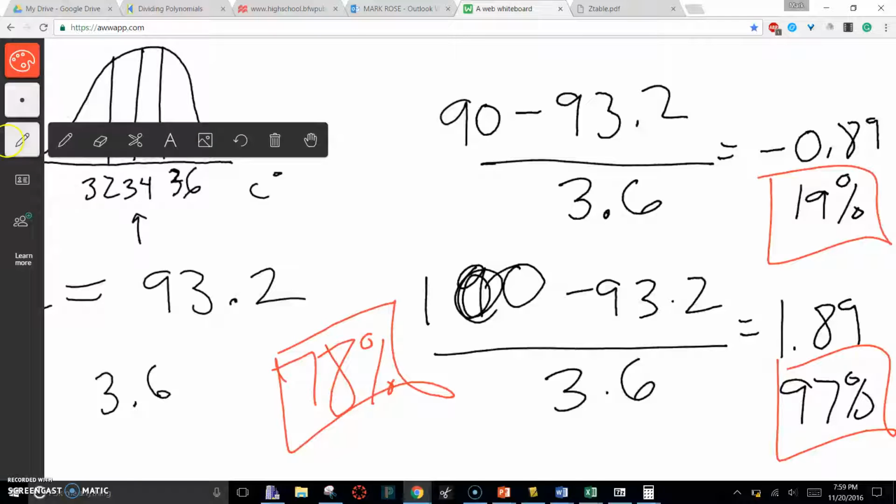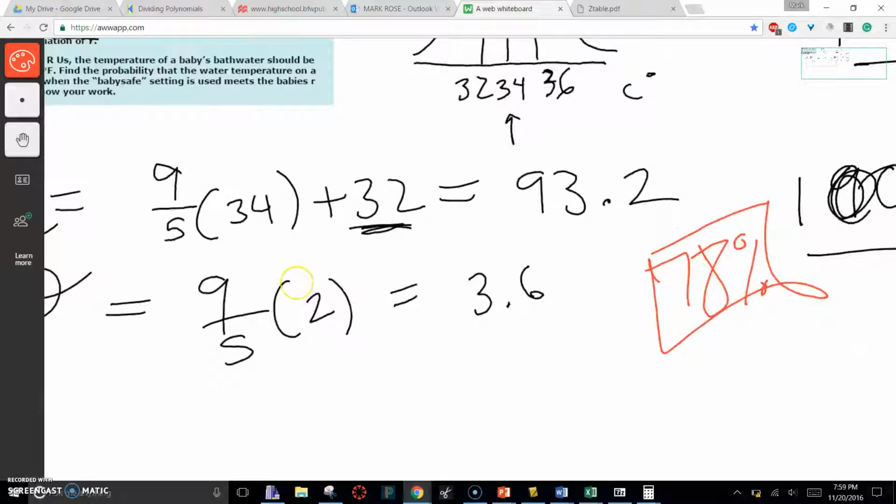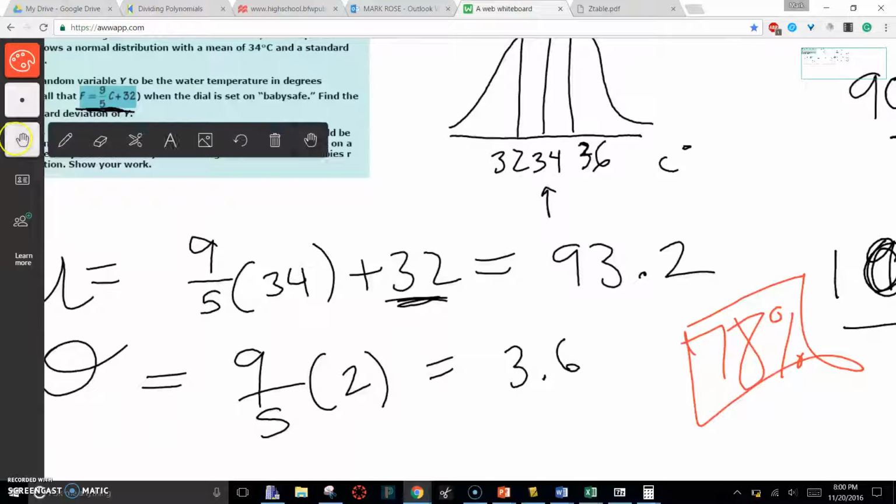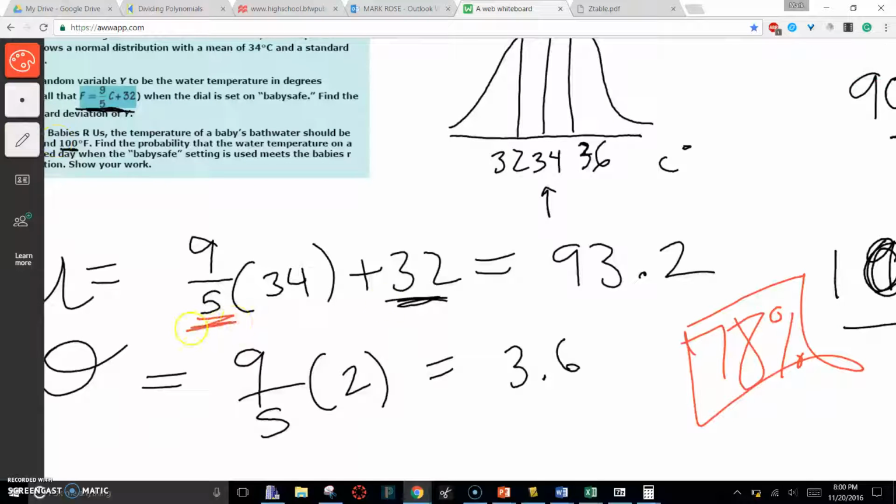Again, remember that adding is going to affect the mean, and multiplying will affect the mean, so both of those things affected the mean. But this adding right here is not going to affect your standard deviation.